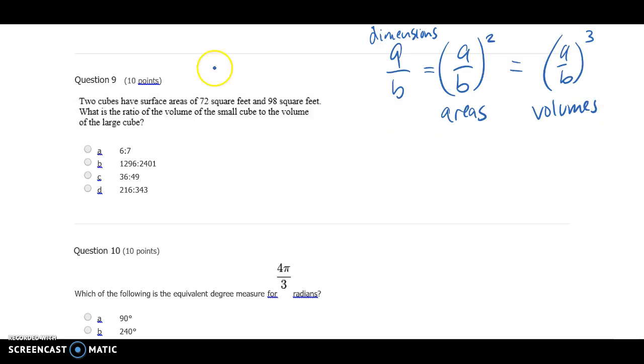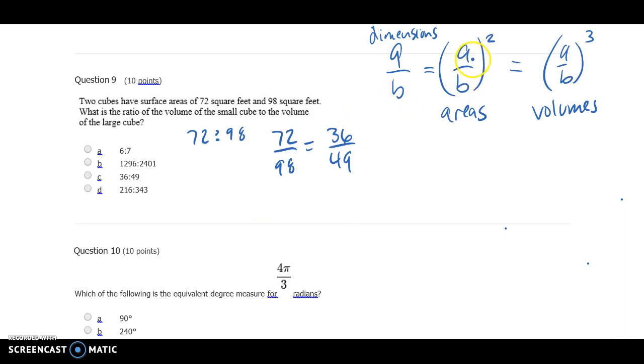Now they want to know the ratio between the volumes. We have 2 areas here, so we can set up a ratio between those of 72 to 98. We always put it in a fraction because that we can work with. So 72 over 98 would be our ratio of areas. But we can simplify that. We can divide each of these by 2 and make it 36 over 49. That's the ratio between our areas.